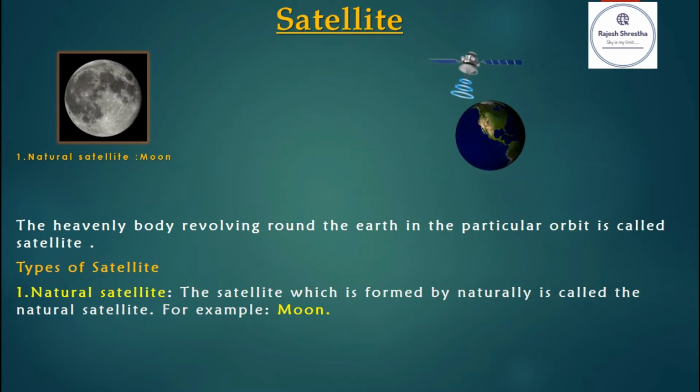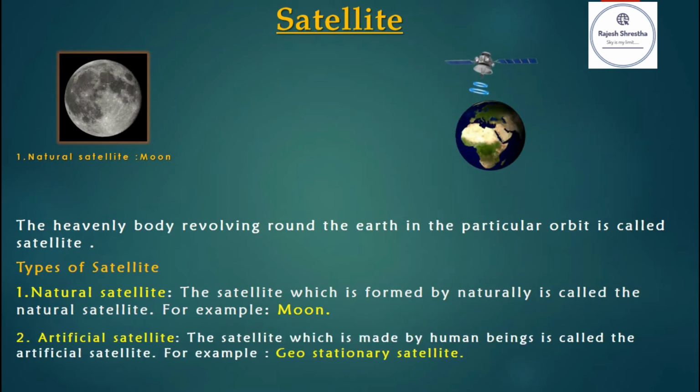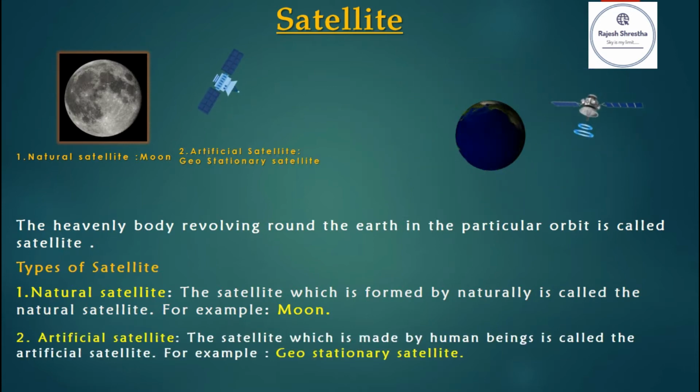And the other one is the artificial satellite. The satellite which is made by human beings is called an artificial satellite. For example, the geostationary satellite, okay? And it is shown in figure 2. Figure 2 is the artificial satellite, and the artificial satellite is made by human beings.